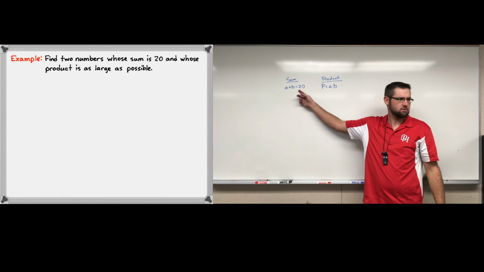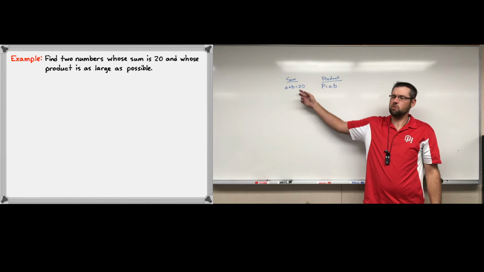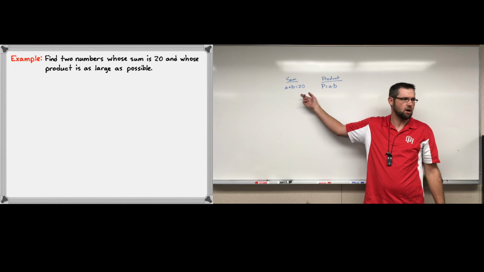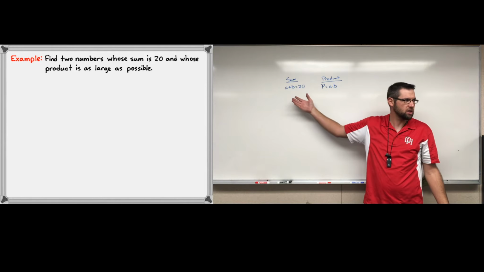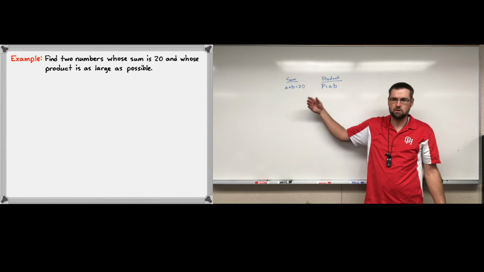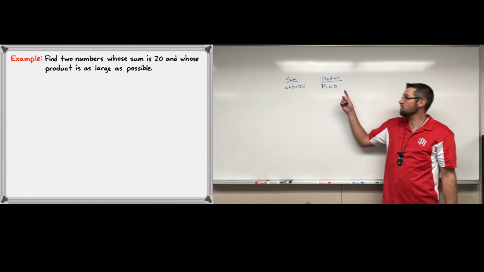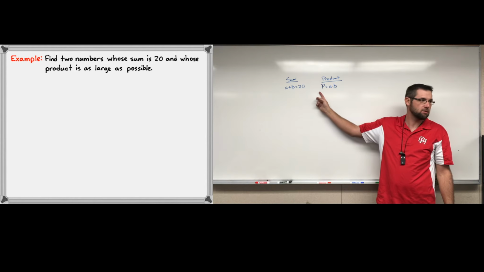Here, the sum is what? 20. It wouldn't make sense for me to say, what's the largest sum? The largest sum is 20. What's the smallest sum? 20, because it says the sum is 20. So that would be an easy problem. I'm looking for the maximum product, right? Remember from yesterday? Maybe you don't, because we didn't get to it.